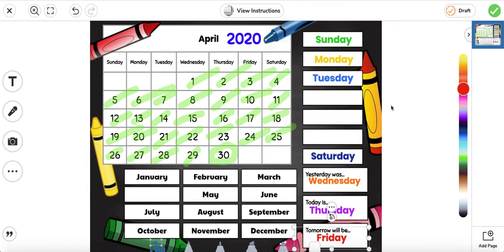What day will it be tomorrow? What month? May. Tomorrow will be May 1st.